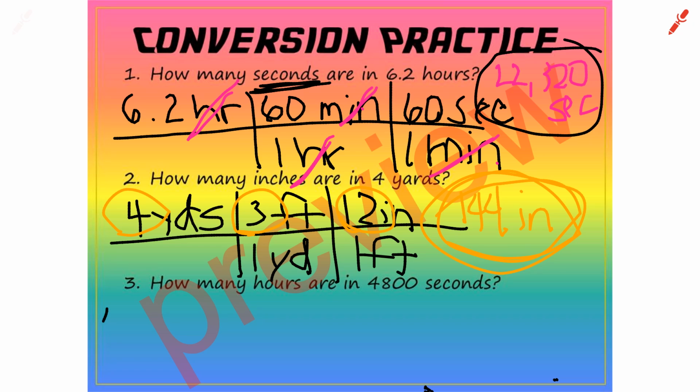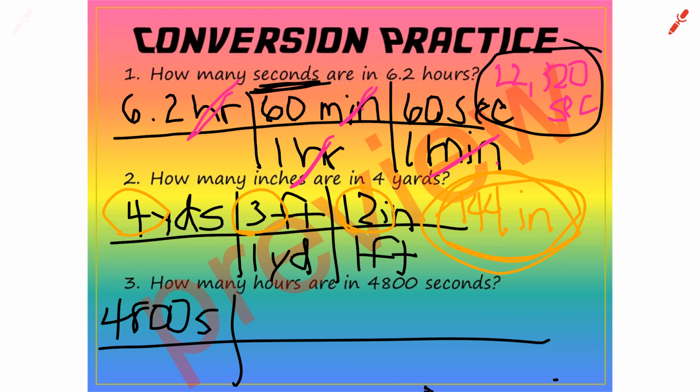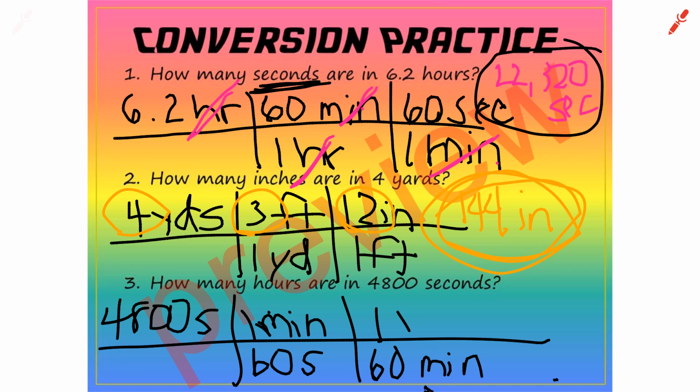So on here in the bottom you have 4,800 seconds. They want to know how many hours that is. So I know that there are 60 seconds in 1 minute and 60 minutes in 1 hour. So I'm going to have to use a calculator again on this one. I have 4,800 divided by 60 and then divided by 60 again. So that's 1.3 hours.